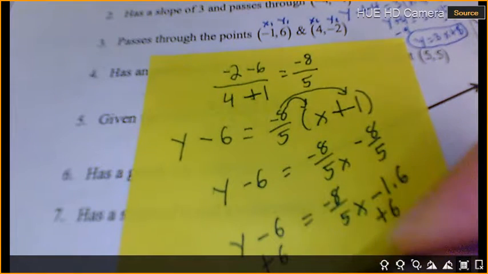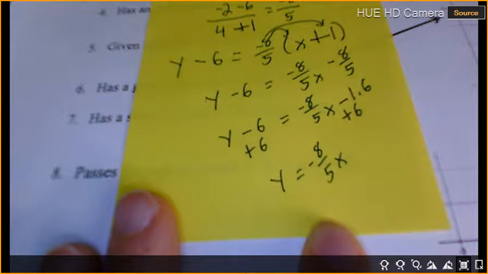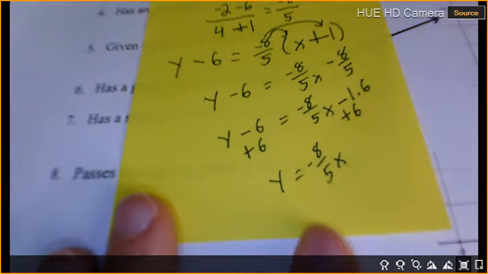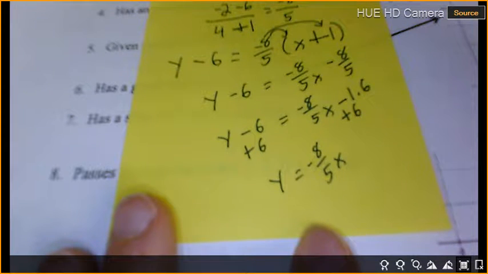And y equals negative 8/5 x. What is 6 plus negative 1.6, or 6 minus 1.6? Just put it in your calculator. Where's your calculator, Abby? 7.6. Nope. That's adding. I need 6 minus 1.6. 4.4.